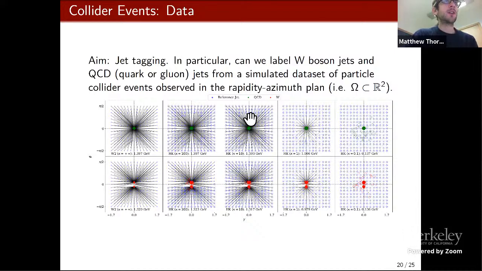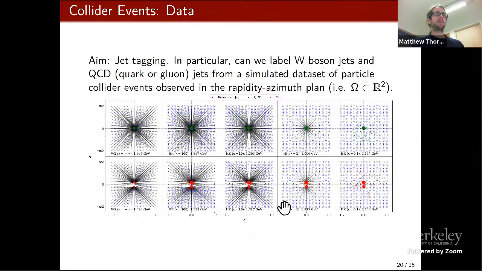I've plotted here some examples of what we see. So the QCD jets are in green. These, I think, tend to be a singular particle surrounded by smaller particles, whereas the W boson jets tend to be two particles, but still surrounded by lots of smaller particles.